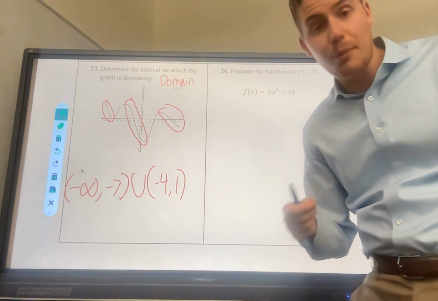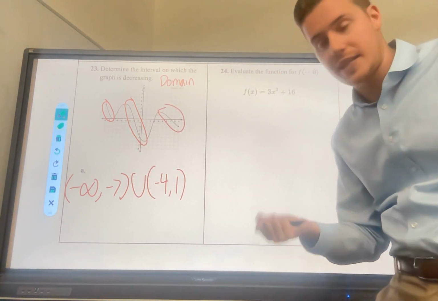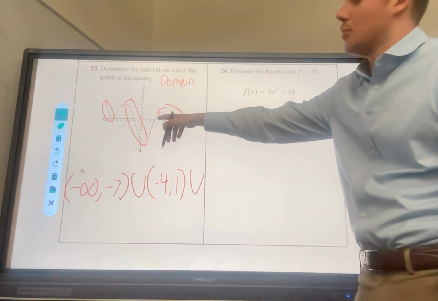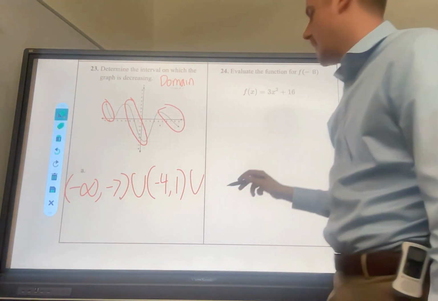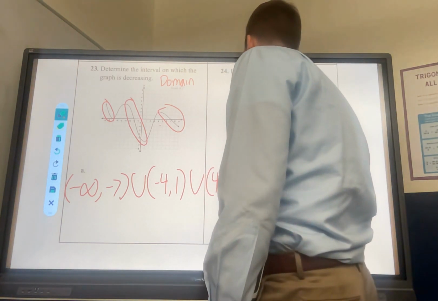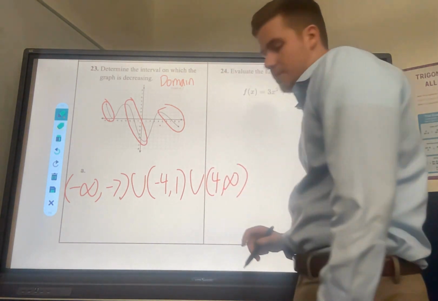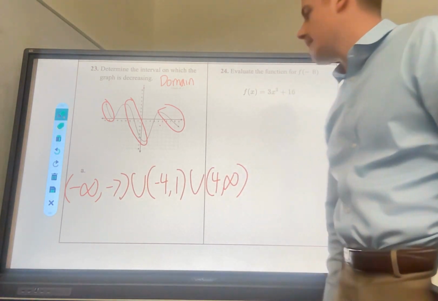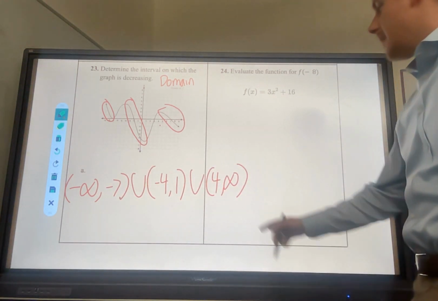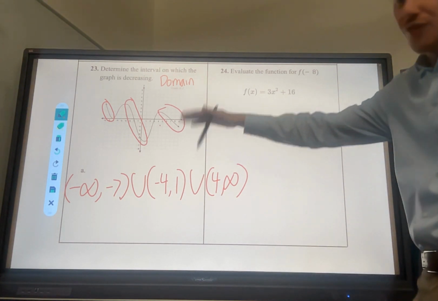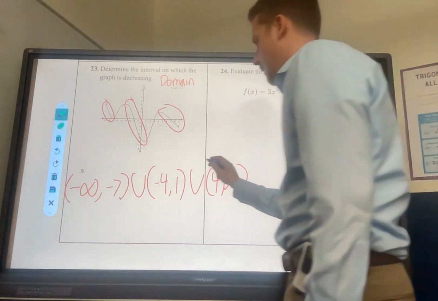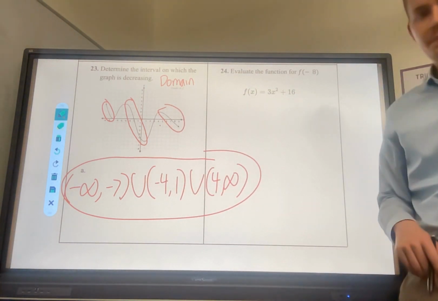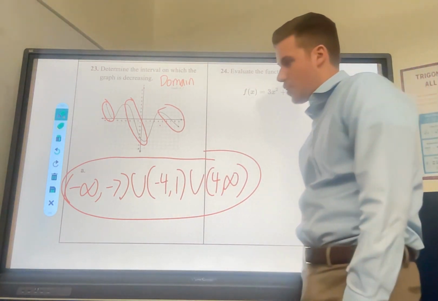Again, y'all, as I go through this, I'm looking at the x values here, not the y values. And then one more union. This last piece goes from an x value of 4 to an x value of positive infinity. Okay, so negative infinity to -7, -4 to 1, and then 4 to infinity. So that's our final answer for question 23 here. Okay, awesome. There's our final answer. Let's go ahead and erase.